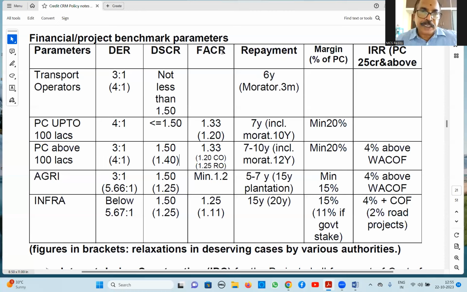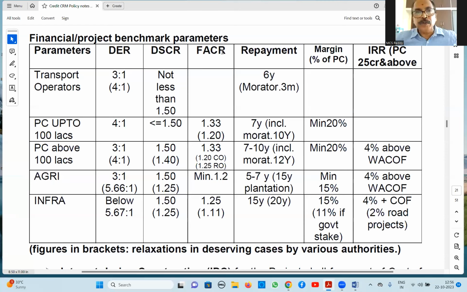Fixed assets coverage ratio, FACR, is nothing but fixed assets divided by long-term loans. Fixed assets total divided by long-term loans. This is the equation. So generally fixed assets should be more than long-term loans, because the party will purchase fixed assets out of our term loans and margin will be there.